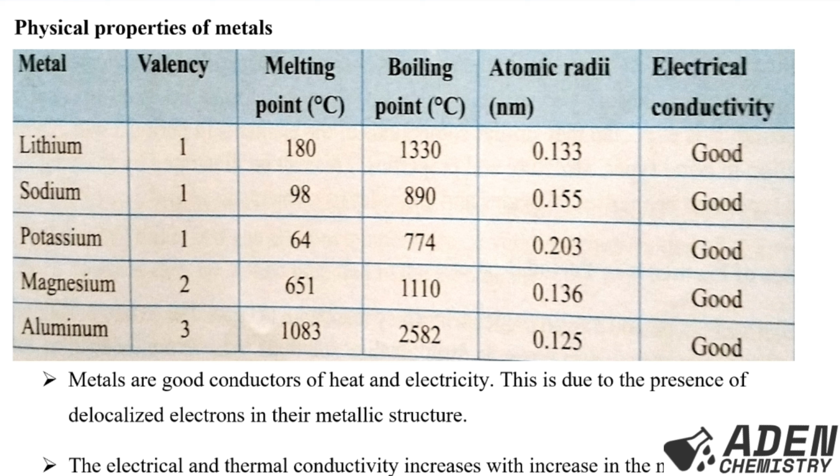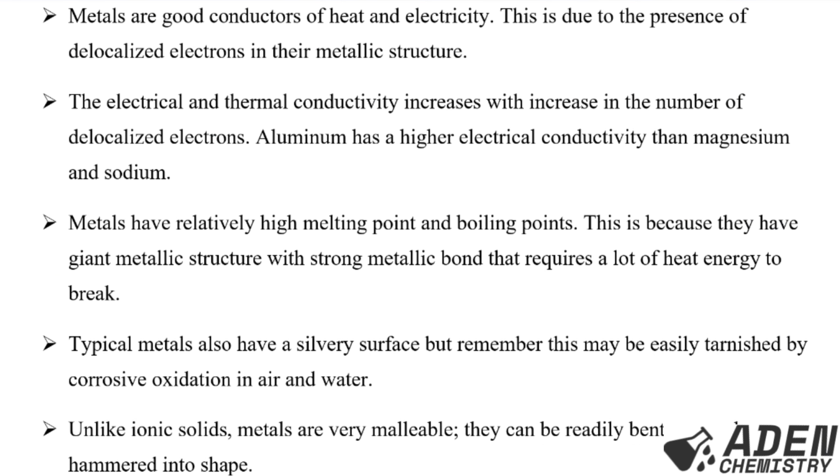That means metals are good conductors of heat and electricity. If you check here, the melting point and the boiling points of metals are relatively high. So we're saying metals are good conductors of heat and electricity, and the reason we're saying this is due to the presence of the delocalized electrons in their metallic structure. Remember, we say the delocalized electrons are the ones that are responsible for the electrical conductivity.